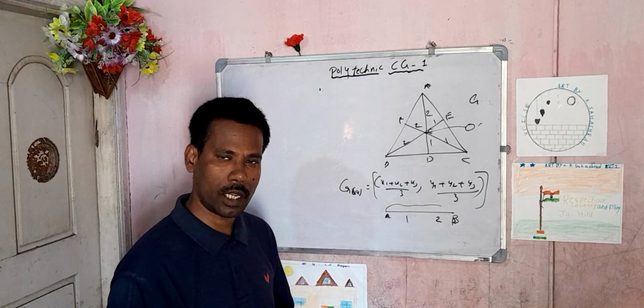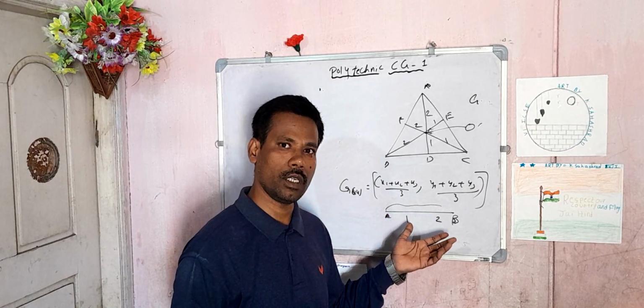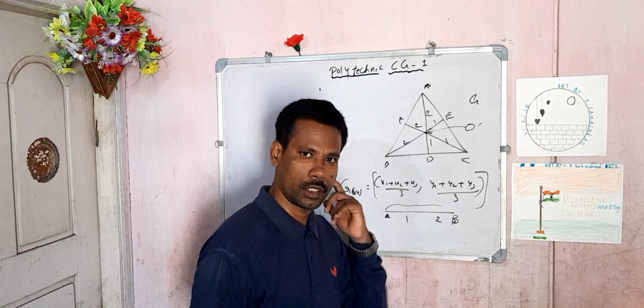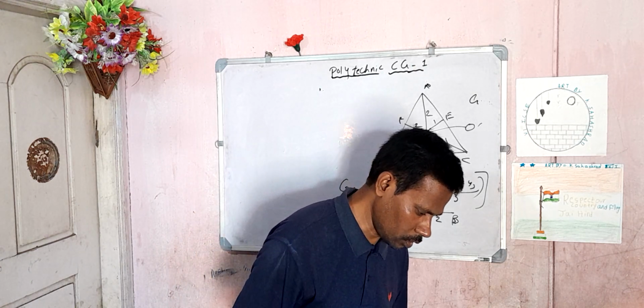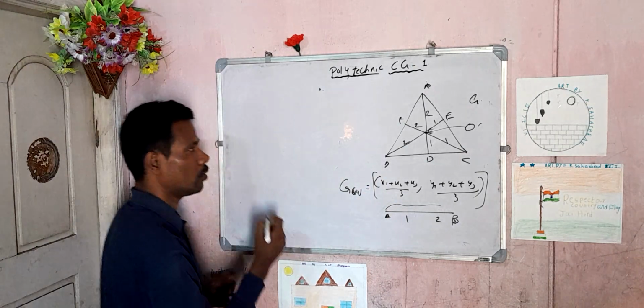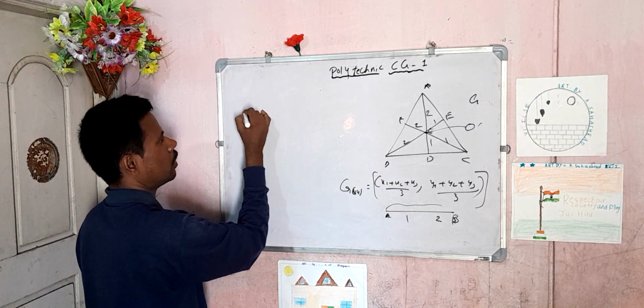Tri means 3, trisection: dividing the line segment in the ratio 1:2 is called trisection. Next, centroid is over, and yesterday I was explaining about the area of a triangle, how to calculate it.